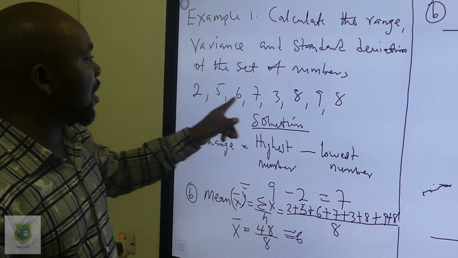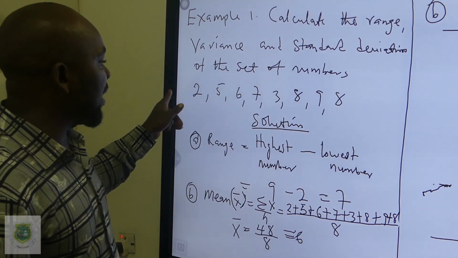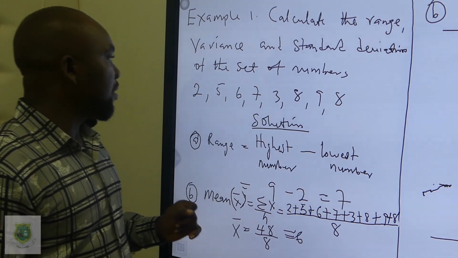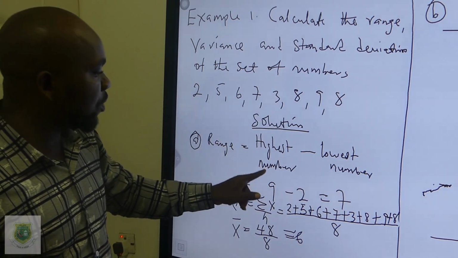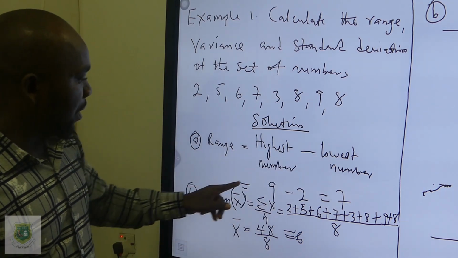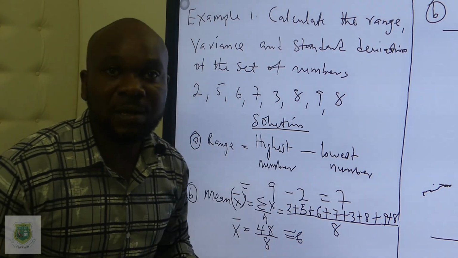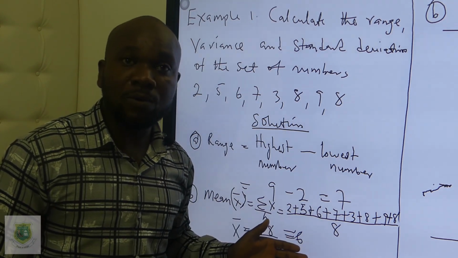If you look at this place now, the highest number here is what? 9. The smallest number here is what? 2. So, range equals the highest number minus the lowest number. 9 minus 2, which is what? 7. We are determining that one.